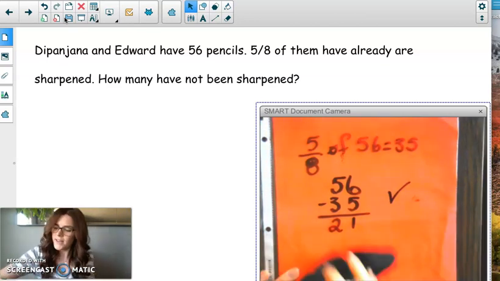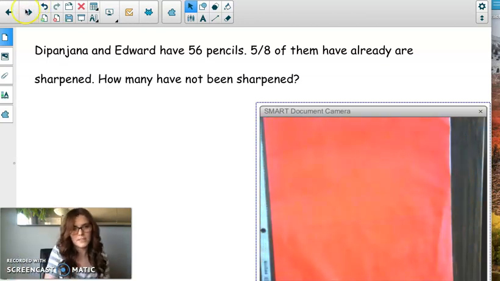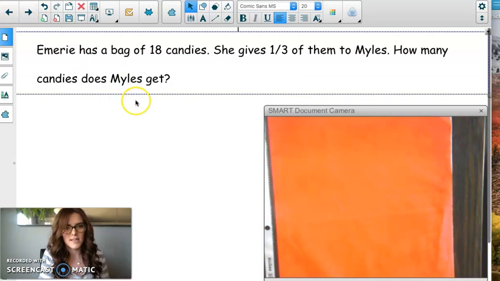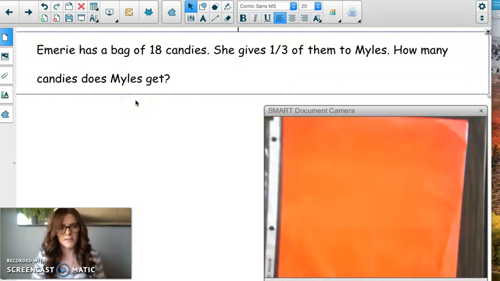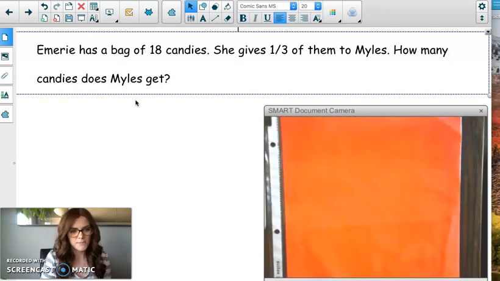So we will go ahead and do one more example. See what our next one says. Okay, our next one reads, Emery has a bag of 18 candies. She gives 1/3 of them to Miles. How many candies does Miles get? So I'd like you to pause the video, and I would like you to try this one on your own. Once you've tried it, push play to see if you get the right answer.